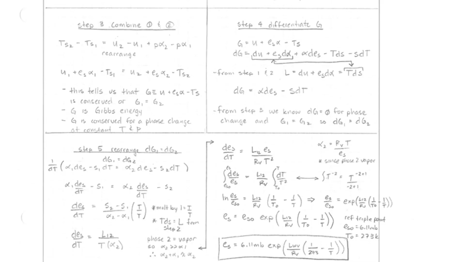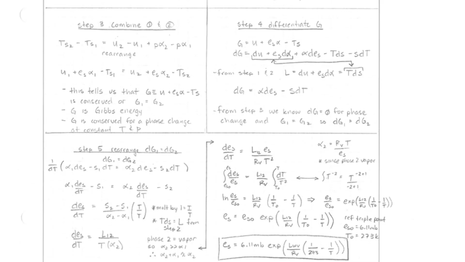And then we can take the exponent of both sides. We come over here, we've got E_s over E_s0 equals exponent, all that stuff. Now we can move E_s0, multiply through. We got E_s equals E_s0 exponent latent heat of vaporization over specific gas constant for vapor, 1 over T0 minus 1 over T. This should look very familiar if you have used this before, the Clausius-Clapeyron.